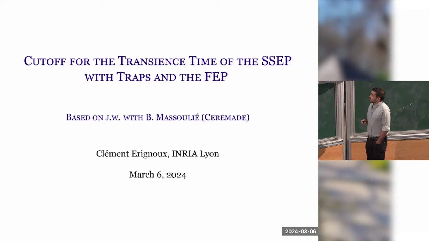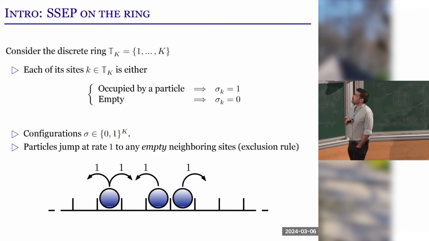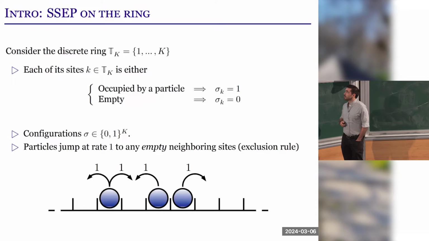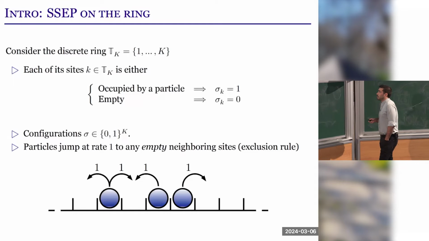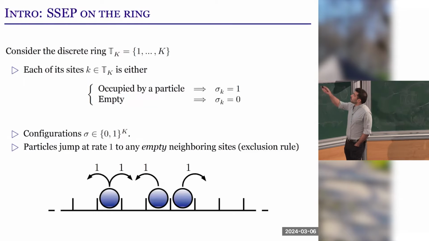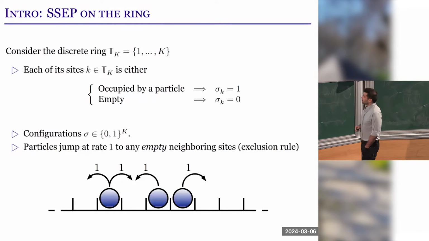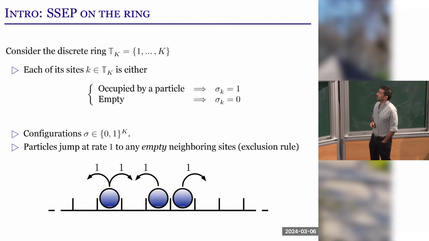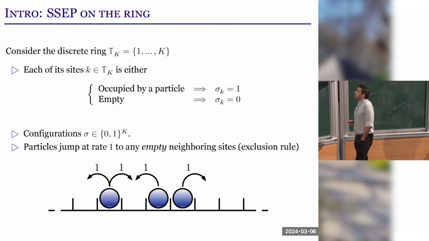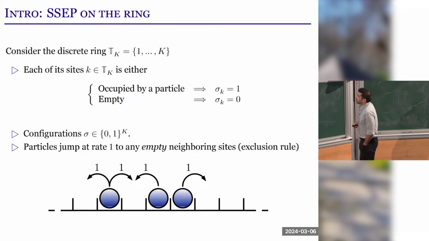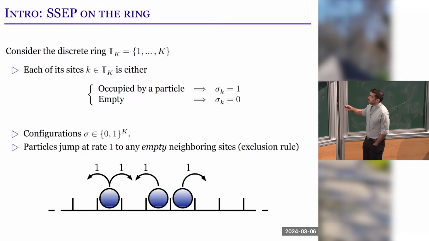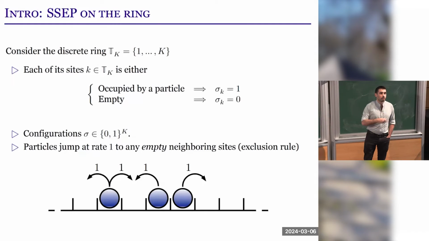Just so that everyone is on the same page, I'm going to start with a very basic model that I guess most of you are already familiar with, which is the SSEP, the symmetric simple exclusion process. I'm going to consider the SSEP on the ring. My ring has k sites, and each site is either occupied by a particle, in which case the configuration variable is 1, or empty, in which case the configuration variable is 0. A configuration is going to be a collection sigma of zeros and ones, zeros for empty sites, ones for particles.